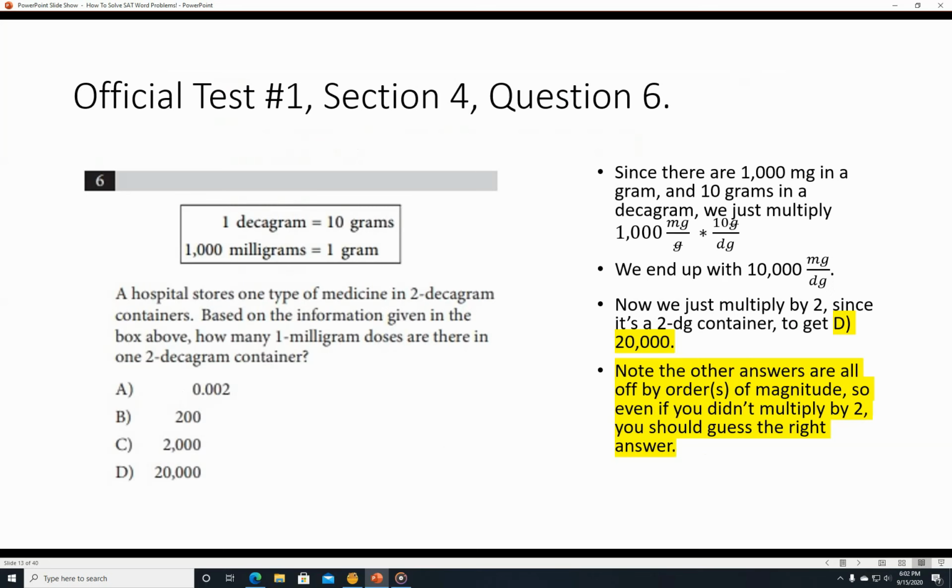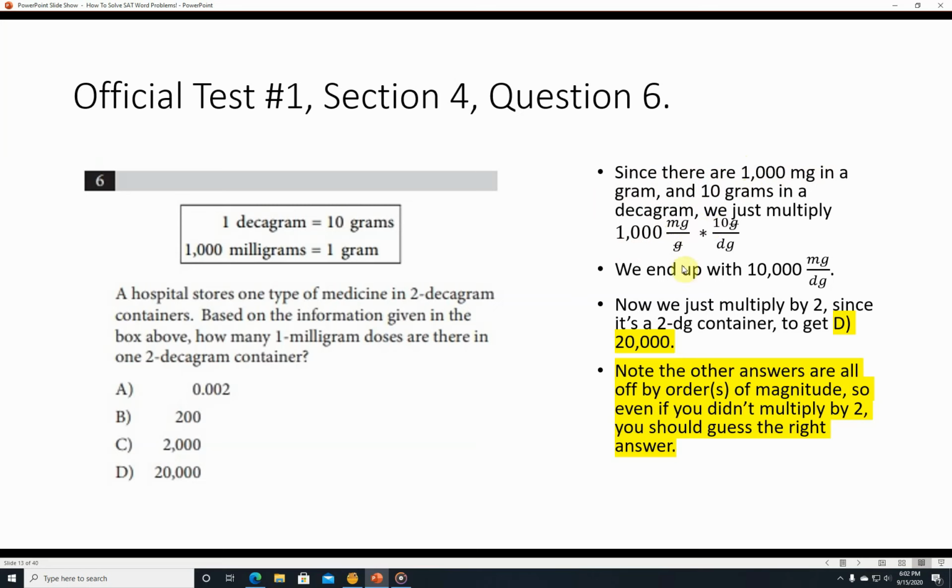All right, we have 1 decagram is equal to 10 grams, and 1,000 milligrams is equal to 1 gram. A hospital stores one type of medicine in 2 decagram containers. Based on the information given in the box above, how many 1 milligram doses are there in one 2 decagram container? Well, the first thing we could do is convert milligrams to grams to decagrams. Since there are 1,000 milligrams in a gram and 10 grams in a decagram, all we have to do is multiply 1,000 milligrams per gram times 10 grams per decagram, and we end up with 10,000 milligrams per decagram.